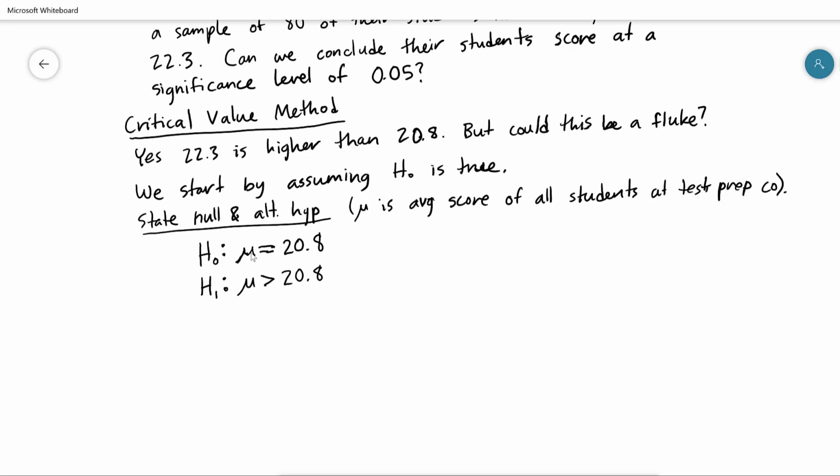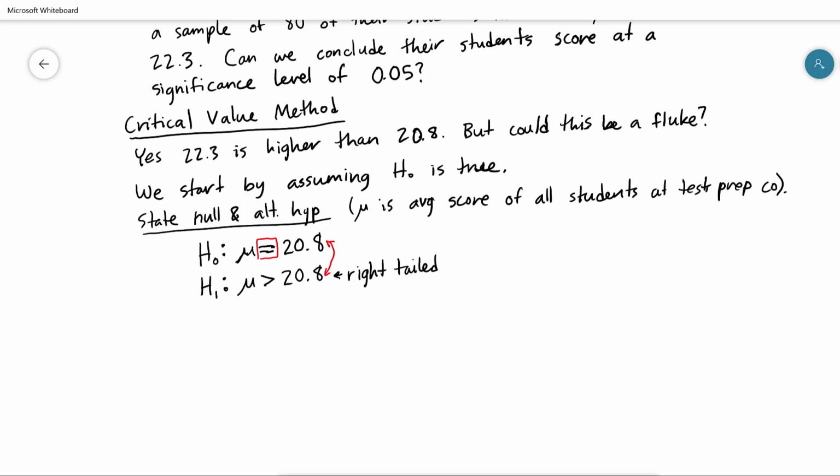The null hypothesis is no, it makes no difference to take their test prep or not, and the average score of these students at the test prep is really the same as everybody else. And the alternate hypothesis is no, it actually is effective. Their average score is higher than the 20.8. So this follows the same rules that we talked about, where this has to be an equal sign and these numbers have to be the same number. This is our form. And what we wind up with is what we call a right-tailed alternate hypothesis.